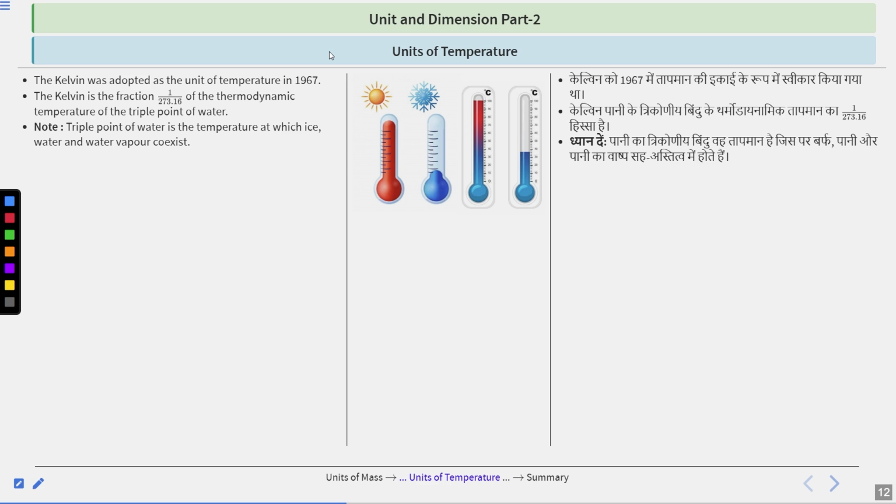Like you can say, these all are the forms of water. When the water cools down, it is in the ice form. When the water is neutral, it is in the water form. When the water heats extremely, it is in the vapor form. So the point at which all three forms of water are available, which means ice, water, and water vapor, is called the triple point of water. Kelvin has a fixed value of 273.16 K. K is the representation of Kelvin.